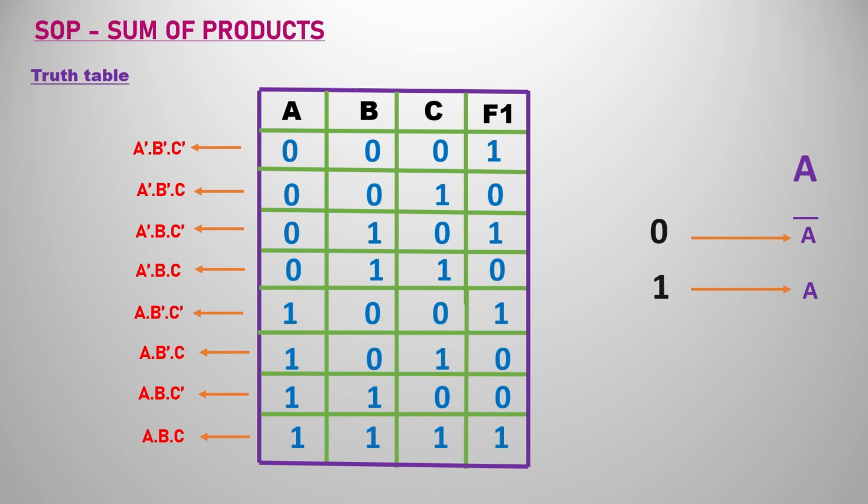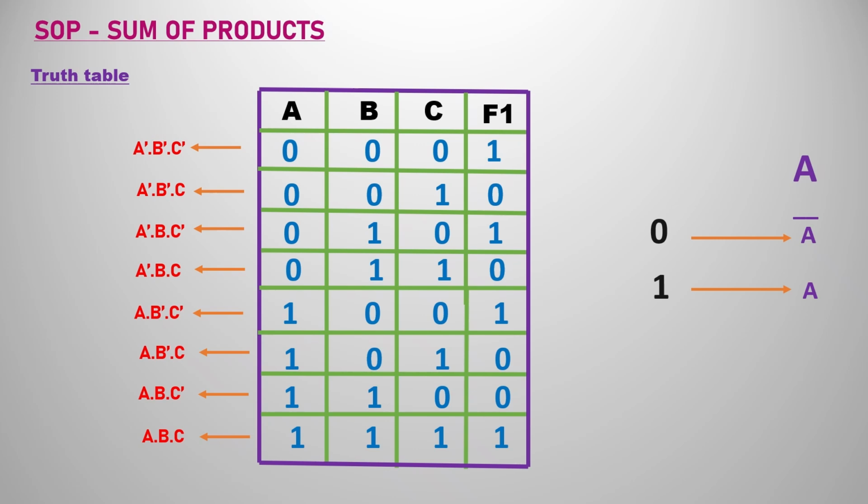Before seeing the truth table, I take an example: 0 is represented as a bar and 1 is represented as a, if a is the variable. If b is the variable, we represent 0 as b bar and 1 as b. This is the simple representation we are going to follow. In the truth table, we have 3 variables, a, b, c, and some output, that is f1.